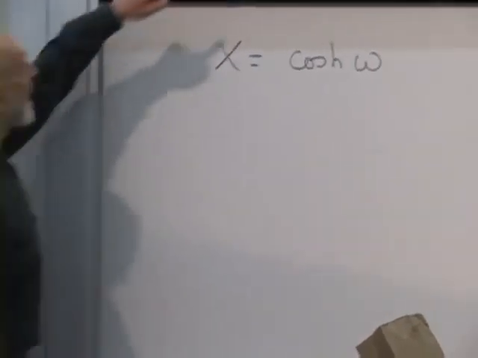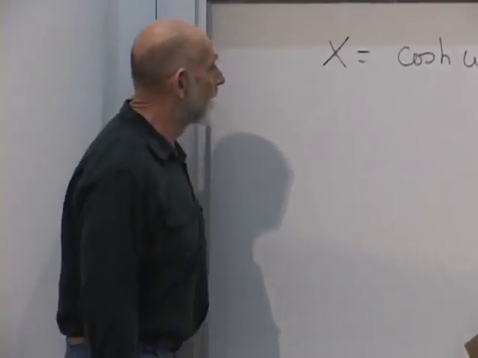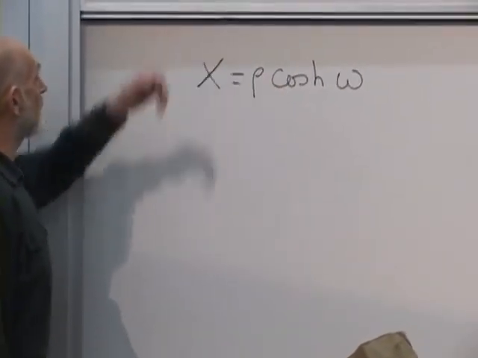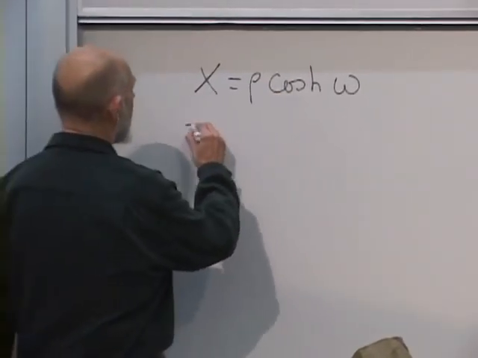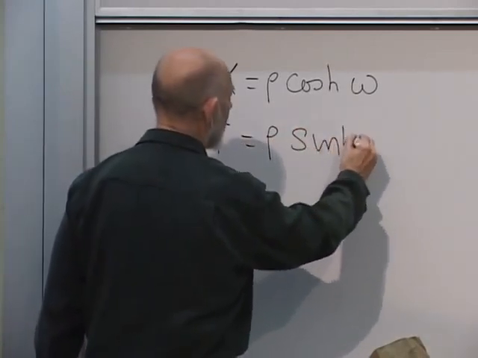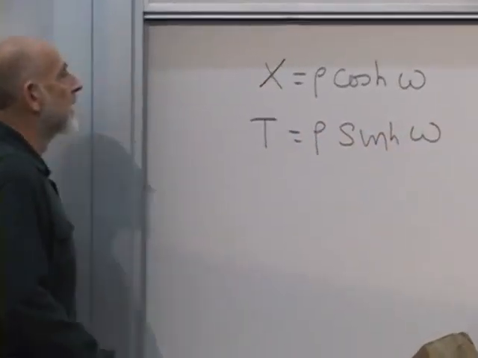But this isn't right. I left out something. What did I leave out? Rho. Completely parallel to what I've written up there. And t is equal to rho times the hyperbolic sine of omega.